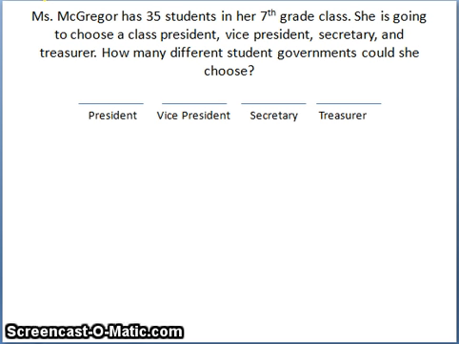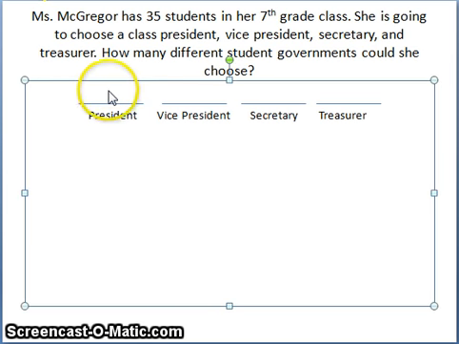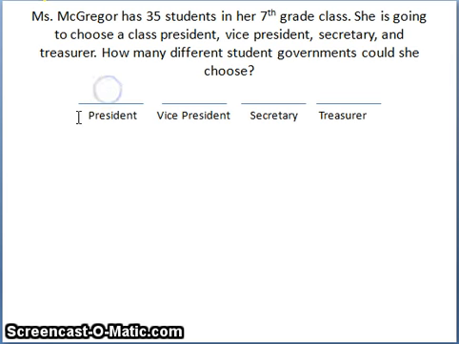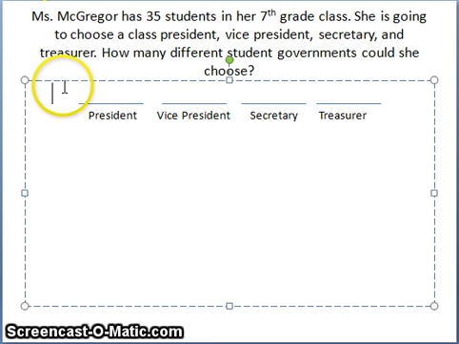Now, Mrs. McGregor has 35 students in her 7th grade class. She is going to choose a class president, vice president, secretary, and treasurer. How many different student governments could she choose? This one's a little different because this time we are looking at it from a different point of view. Excuse me, I'm trying to get into my text box here. Okay, there we go. Because this one I did prep.